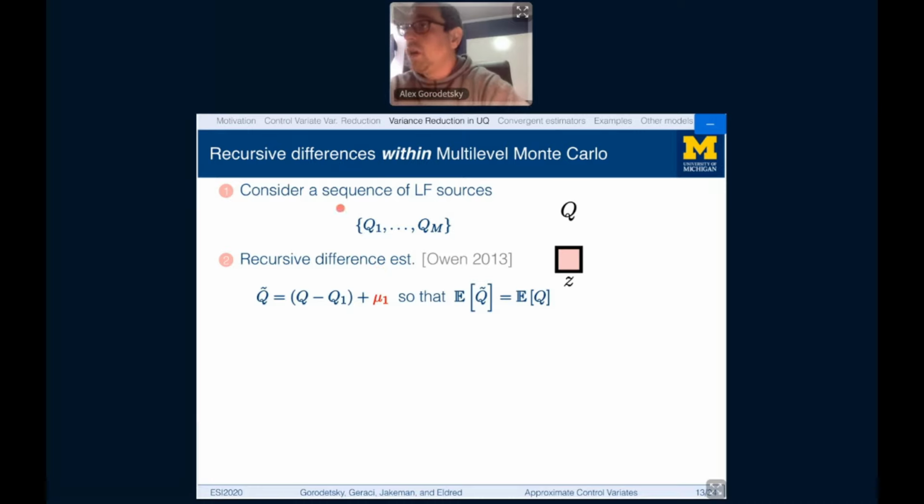We're going to consider a set of low fidelity information sources, and we're going to use the so-called recursive difference estimator, which creates a new estimator, which is Q minus Q1. Q is like the Monte Carlo estimator, Q of the high fidelity, Q1 is the low fidelity, and mu1 is the known statistics. This is unbiased. This can be viewed as a particular control variate with weight -1.